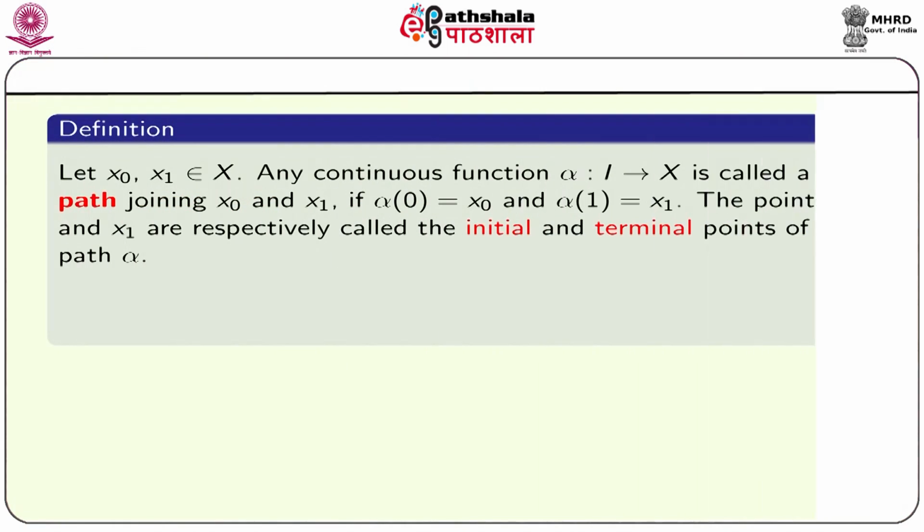Keeping that in mind, we define a path and product of paths. We start with defining a path. Suppose X is a topological space, x0 and x1 are 2 points in the topological space X. Any continuous function alpha from the closed interval [0,1] to X is called a path joining x0 and x1 if alpha(0) has the value x0 and alpha(1) has the value x1. The points x0 and x1 are respectively called the initial and the terminal points of the path alpha.